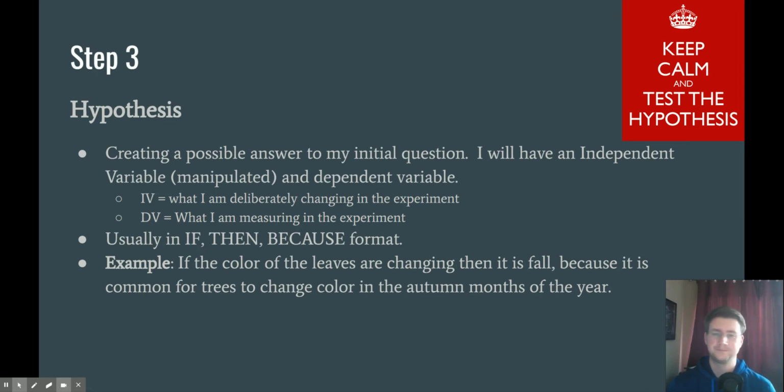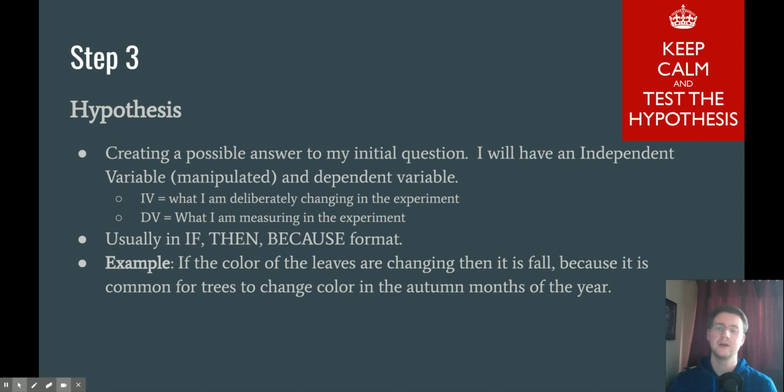Step three, hypothesis. A hypothesis is really just a possible answer. We may have a lot of answers. Sometimes they're right, sometimes they're wrong. That is okay. A hypothesis isn't about being right or wrong. It's about having a potential answer, something for you to test. And that's the big piece.